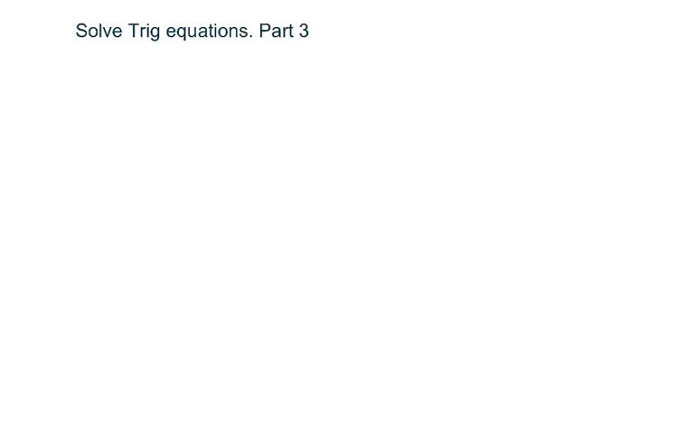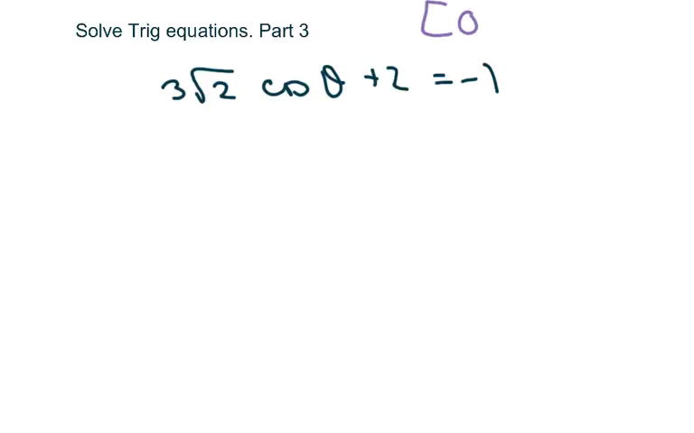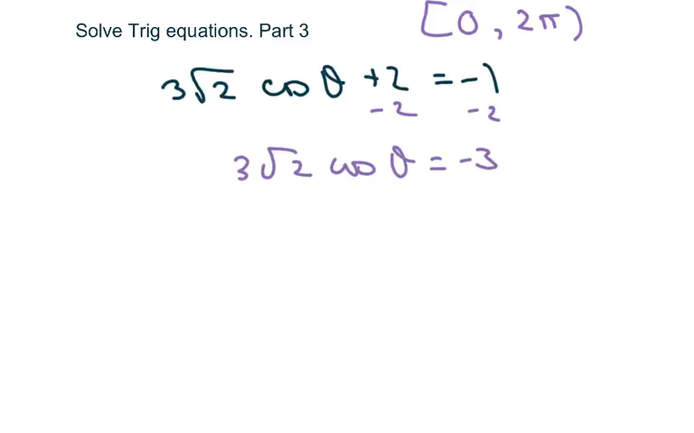This is part 3, and the first one we have is 3 square root of 2 cosine of theta plus 2 equals negative 1. The first thing I'm going to do is subtract 2 from both sides. We're also solving it on the interval 0 to 2 pi. I'm going to subtract 2 from both sides. So you get 3 square root of 2 cosine of theta equals negative 3.